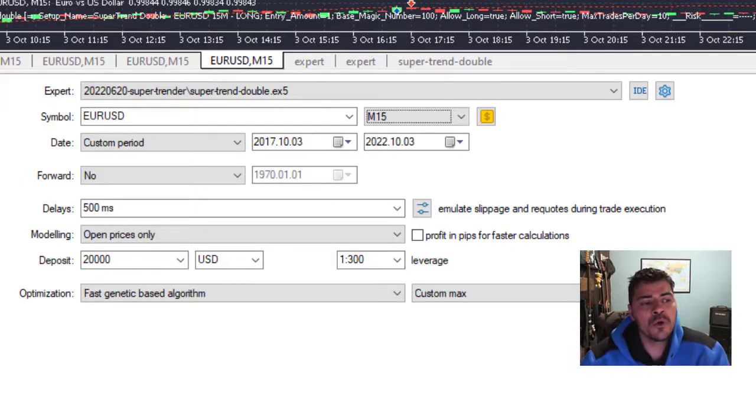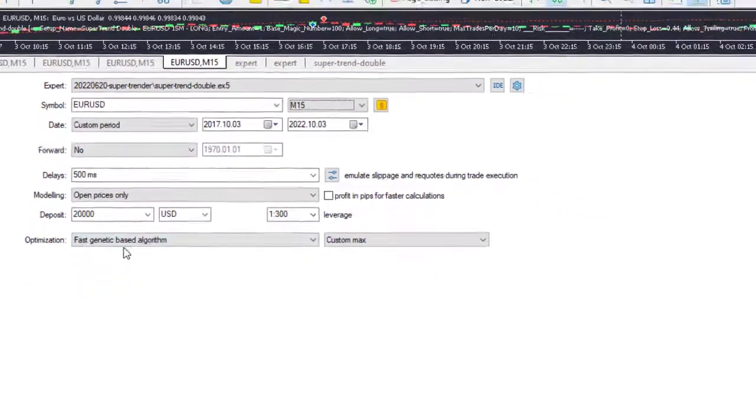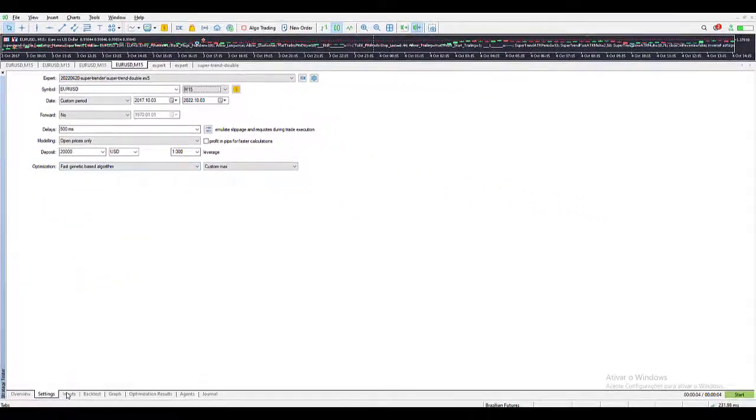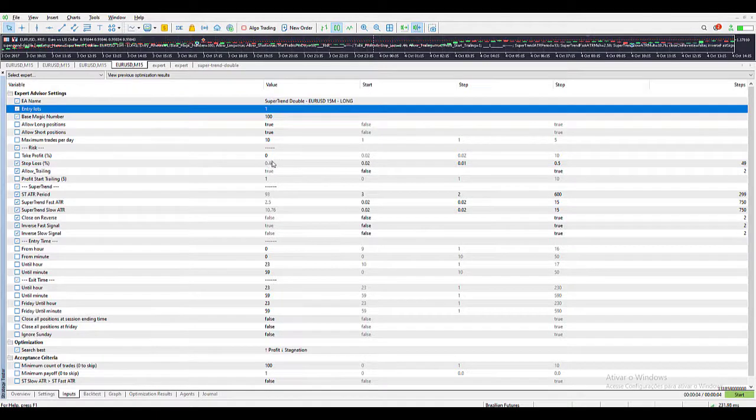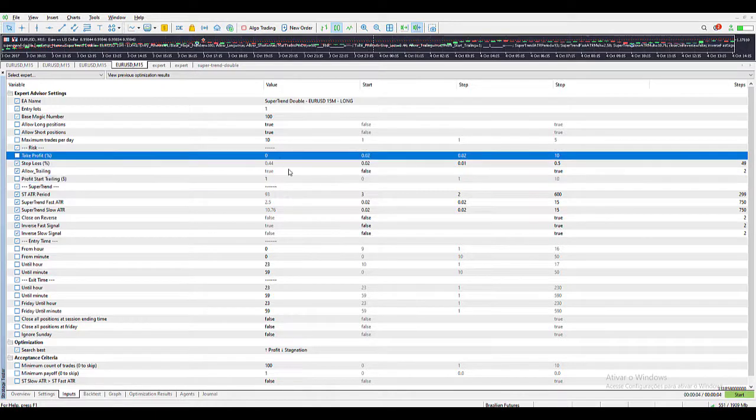Right now I will show you the optimization so you can check the fast genetic based algorithm. And here in the options, try those settings. Share with you this configuration so you don't have to type anything right now. Try those new two options.